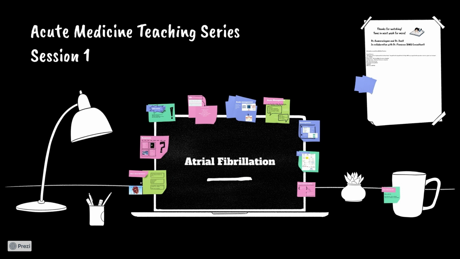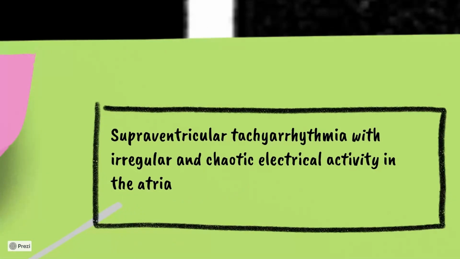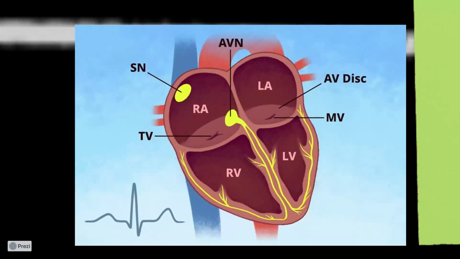This is our first session and we will be looking at atrial fibrillation today. So what is atrial fibrillation? It is a supraventricular, so it arises above the ventricles, tachyarrhythmia with irregular and chaotic electrical activity in the atria. The muscles of the atria basically quiver or fibrillate instead of any coordinated action.